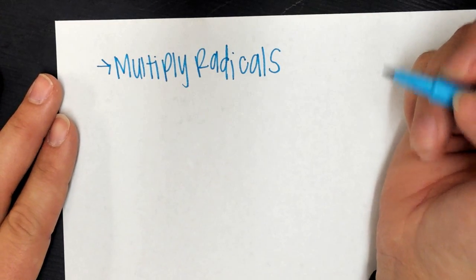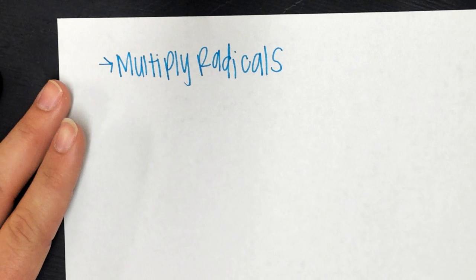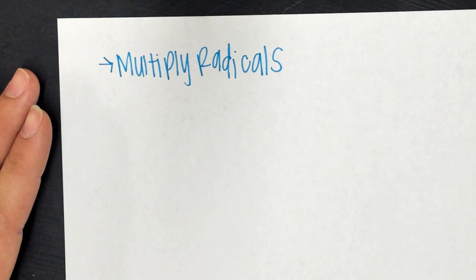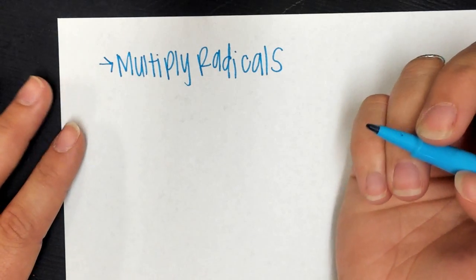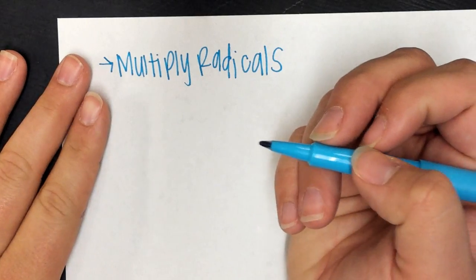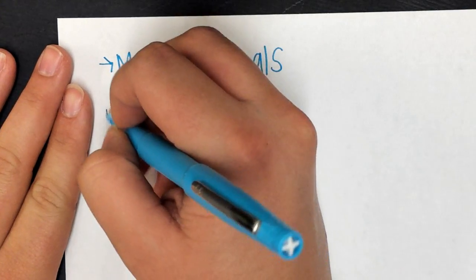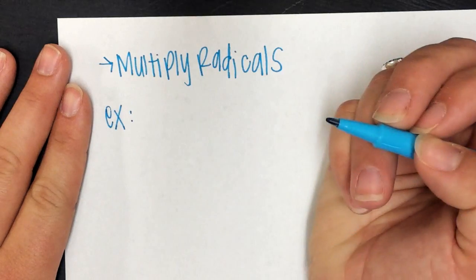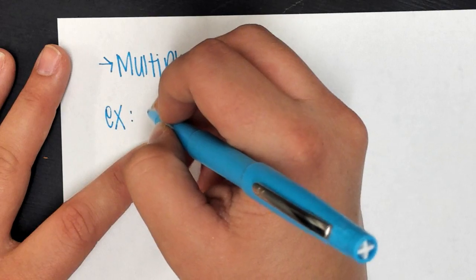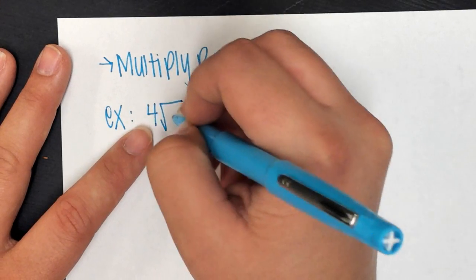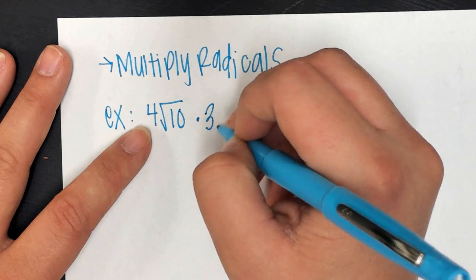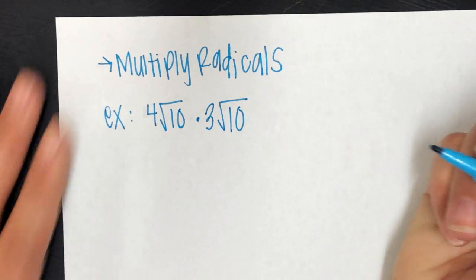Okay, so this is called multiplying radicals. So to review, did we do number 9 on Friday? We did? Okay. Let's do this. For an example, 4 square root of 10 times 3 square root of 10.